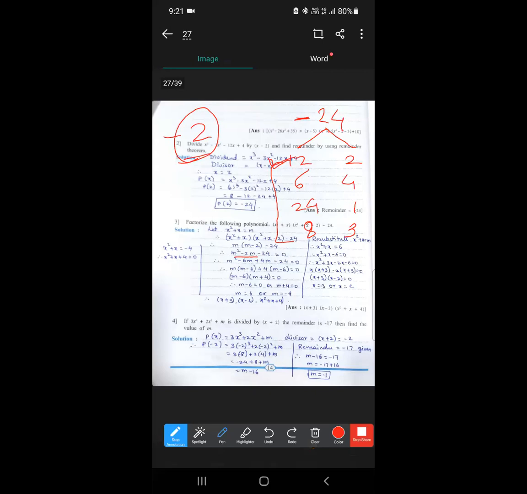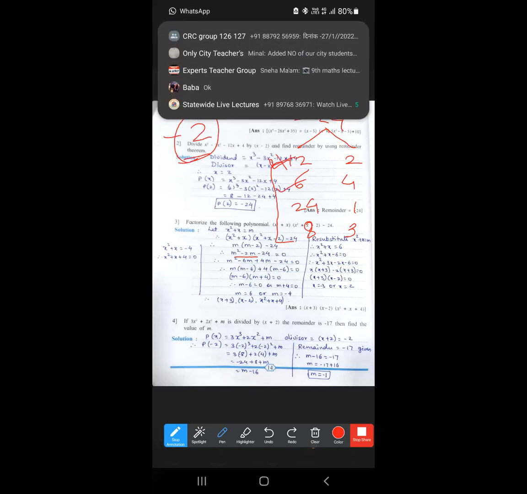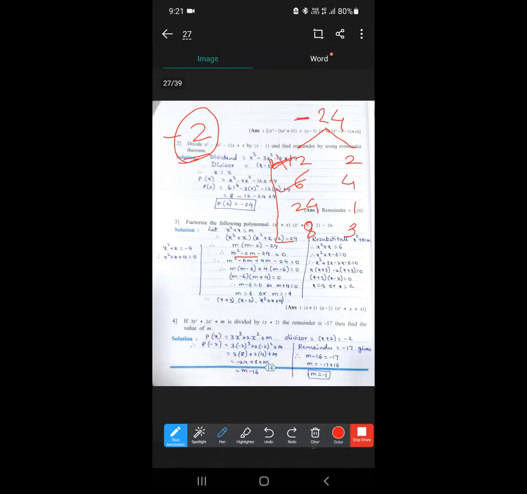So let us check. 12 minus 2 will be 10, so this will not work. 6 minus 4 will be 2. This is the first. Let us check. Then 24 minus 1 is 23, so it will not work. 8 minus 3 will be 5. Again, it will not work.